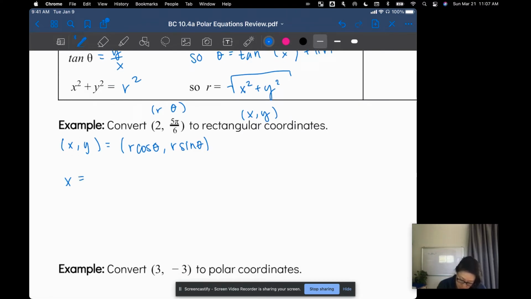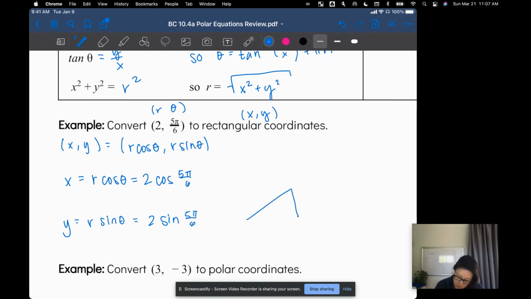So I'm going to do x is equal to r times the cosine of theta, where r is equal to 2, and theta is equal to 5 pi over 6. I'm going to do the same thing for y, but with sine. So I have 2 sine of 5 pi over 6. I like to draw my triangle. It's actually in the second quadrant, so 5 pi over 6.